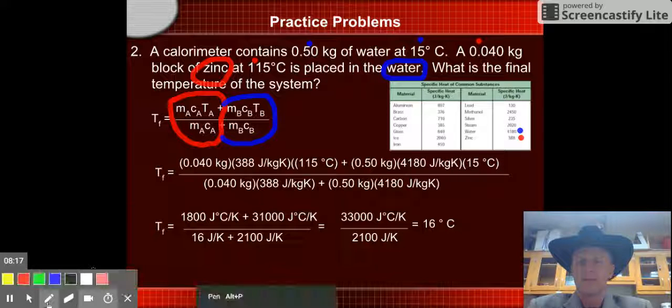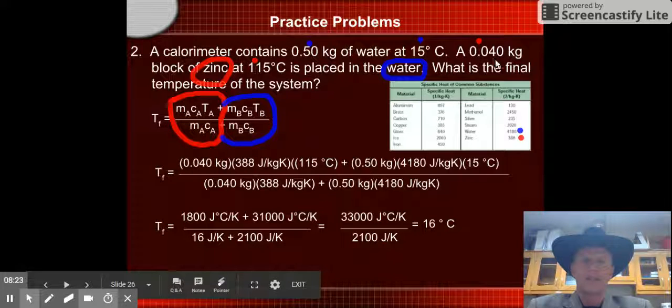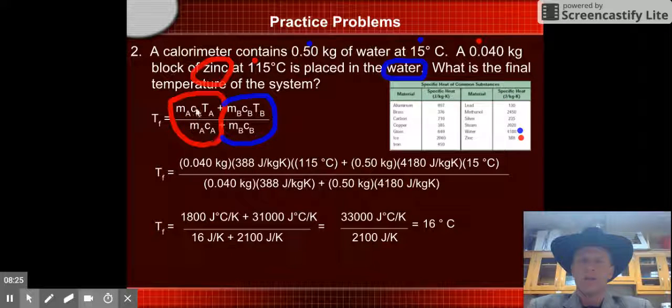All right, so let's see if we can get them all into the chart right. So we need the mass of zinc, and that's 0.040. We need the C of zinc. Oh, that's on a chart, 388. And we need the beginning temperature of the zinc. It starts at 115. So we got the 115. Now notice these two carry down to the bottom. They're the same. Everything on the left side of the pluses refers to zinc. Everything on the right side of the pluses refers to the water.